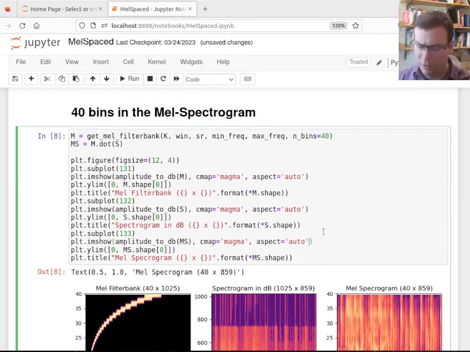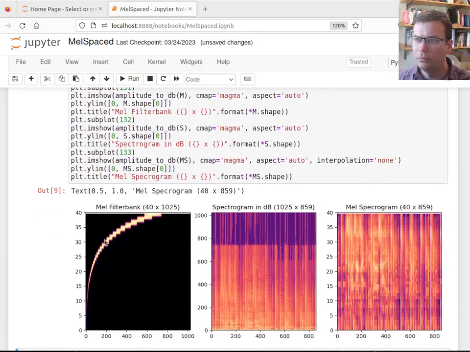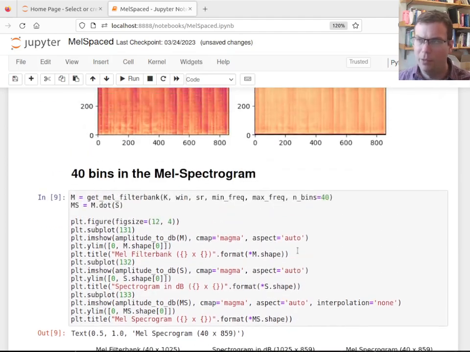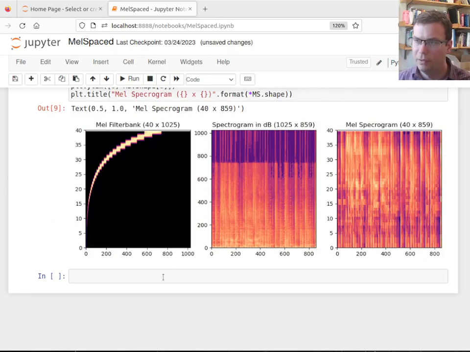Let me actually, just to make this really clear, show you the actual pixels there. There we go. Okay, so that's the information I actually preserve. You can see there's just not nearly as many bins. So then the question is, what does that sound like? So let's listen.